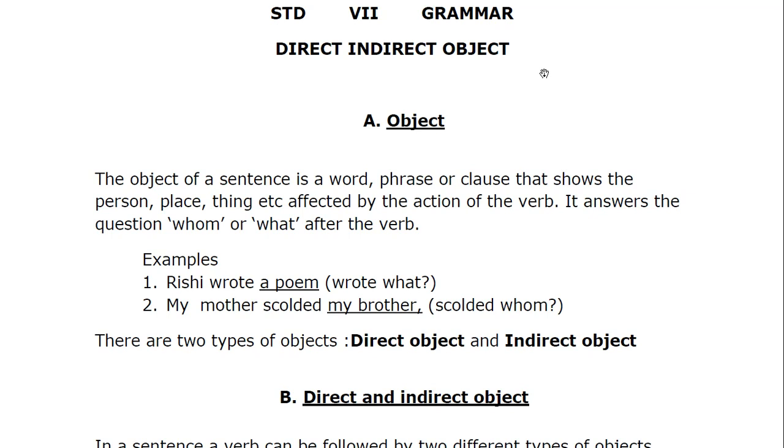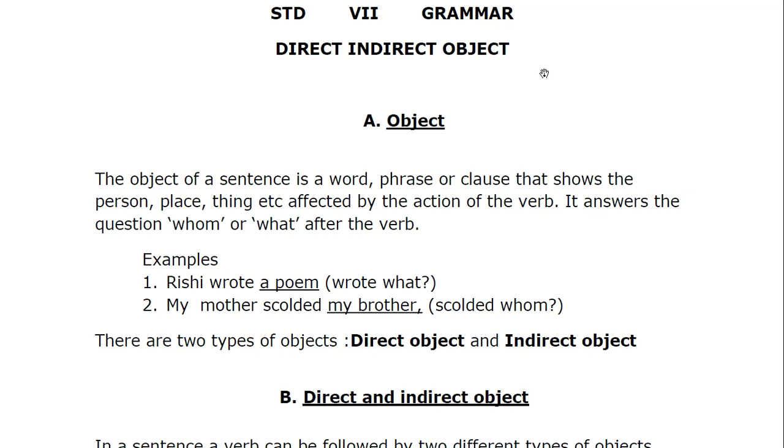Now this happens when there is more than one object in a sentence. If there is only one object, you will not have such a big problem. Okay, so you may have just a direct object or you may have just an indirect object. Sometimes there are both in the same sentence. As we're going ahead with the lesson, you will see. Okay. Now let's see the examples.